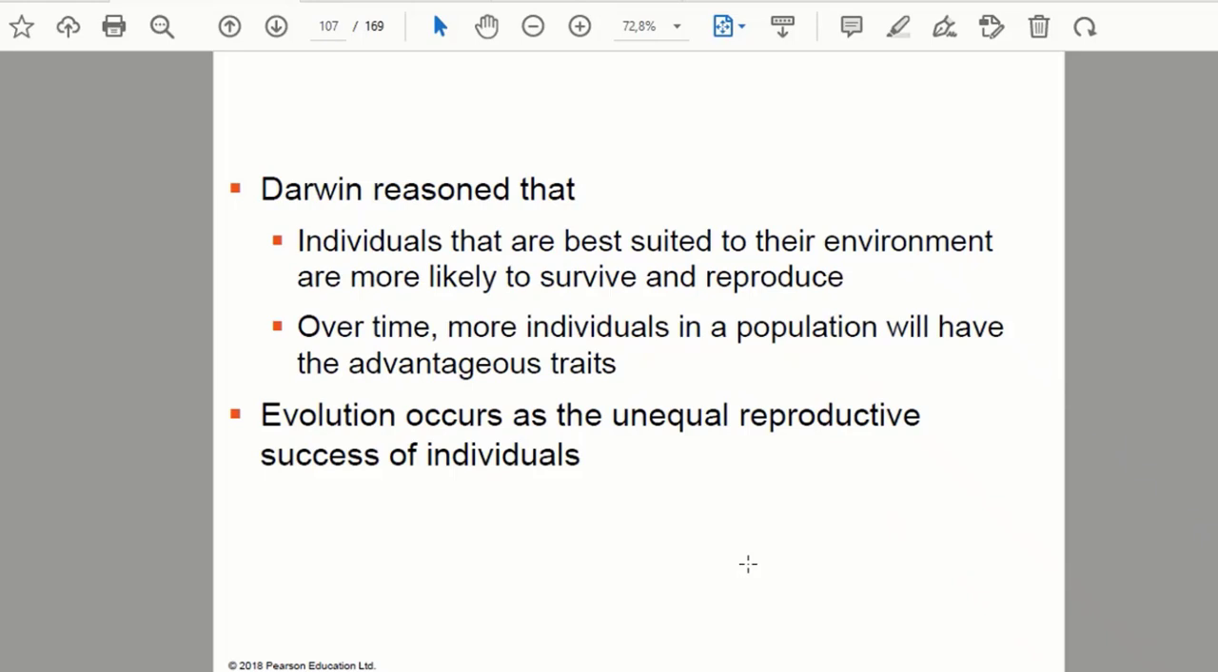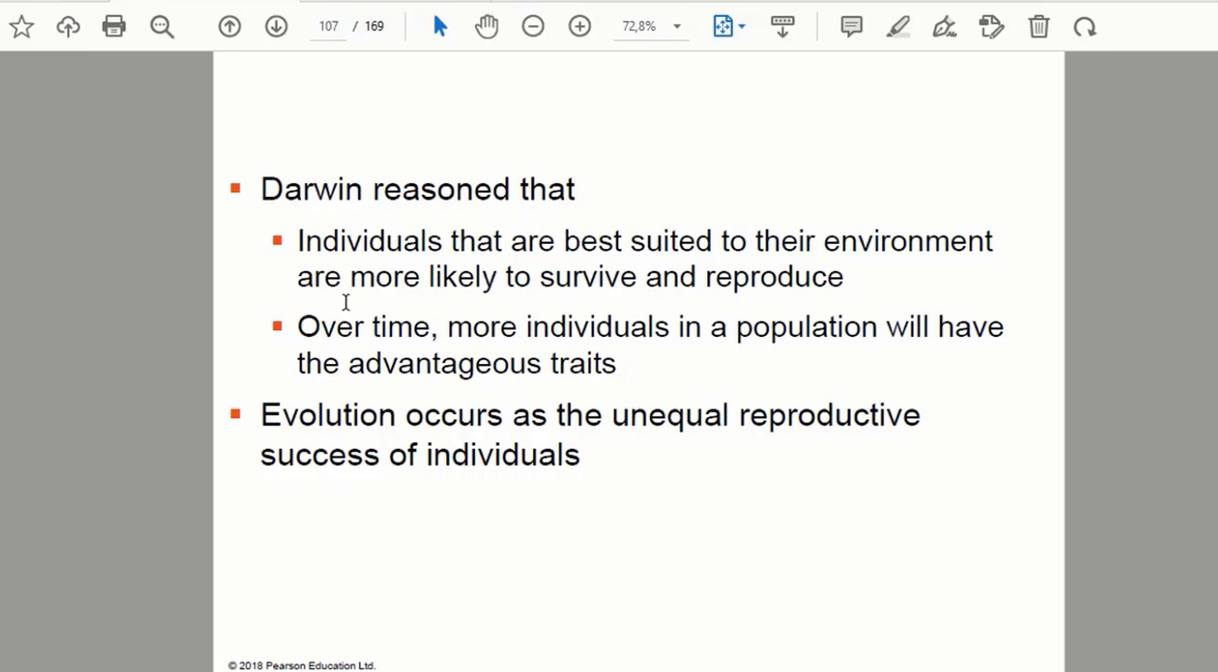The reason behind that is that the individuals that are best suited to the environment are more likely to survive and reproduce, which I think most of us can attest to: those individuals that have the best traits and outcompete their counterparts are more likely to survive and reproduce. Therefore, over time or gradually, more individuals in a population will have advantageous traits.